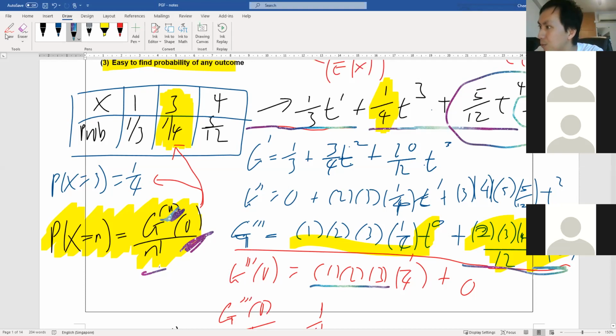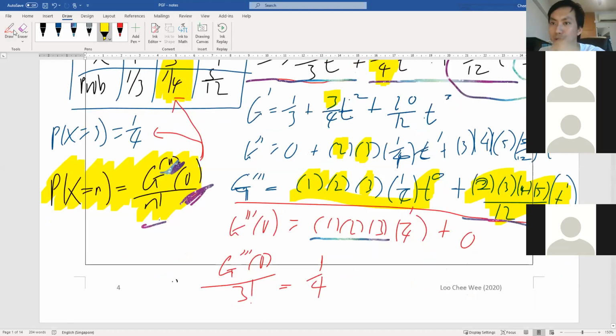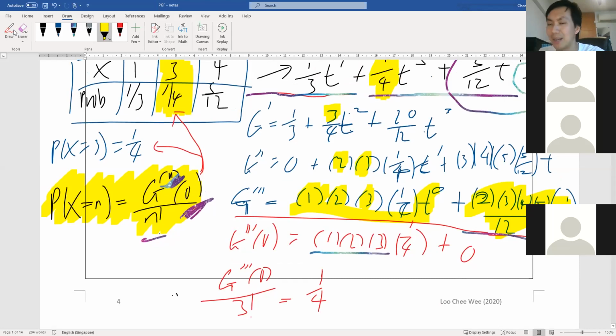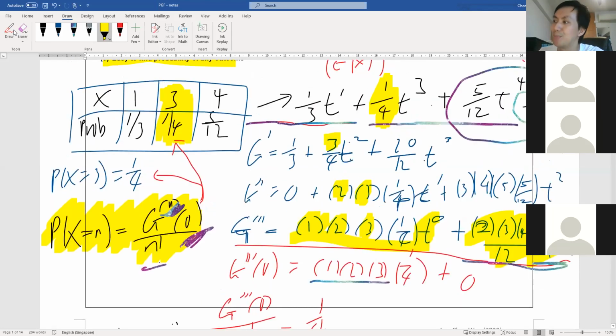Here, here, here, and here, they all came down or were created as a byproduct of differentiation. So if you choose to divide by 3 factorial, you'll be neutralizing their presence, hence isolating the number 1/4 at the end of the day. And that is the mechanism that will allow you to extract the number 1/4 from the table right at the start. Okay?